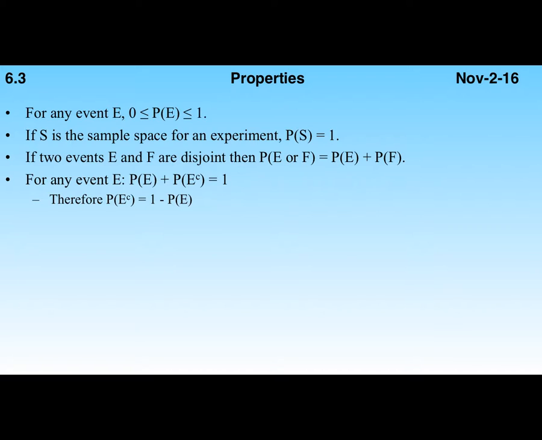And then for any event, the probability of that event and its complement is 1. Together they make up the sample space. What's important from that is the probability of a complement is 1 minus the probability of the event itself. This is really, really helpful. A lot of times, the probability of the complement is really complicated to calculate. So instead, we choose to calculate the event itself and then just subtract from 1 because it makes our lives easier.